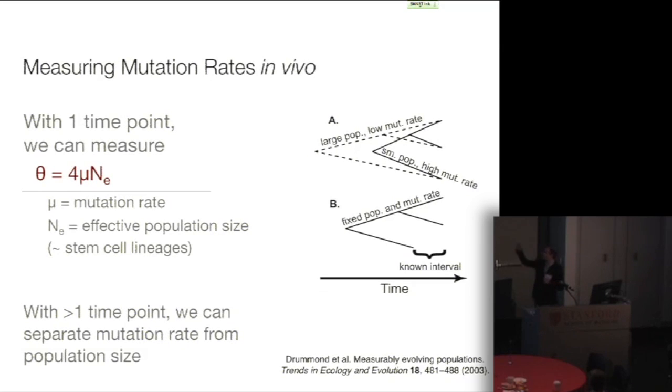So you can see the sort of dotted line there. You can imagine stretching this phylogeny back and forth depending on the size of the population and the mutation rate. And as those scale together, you can explain the same data. Now, if you take 2 time points, you fix the scale of the branches on that phylogeny, and you can no longer stretch it. And mathematically, that just means you can deconvolute the mutation rate from the population size. So it was this work by Alexei Drummond that inspired us to apply this to cancer. They had done it in evolving viral populations.